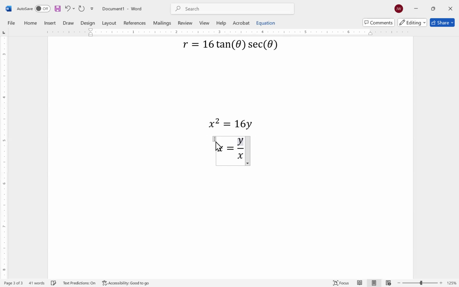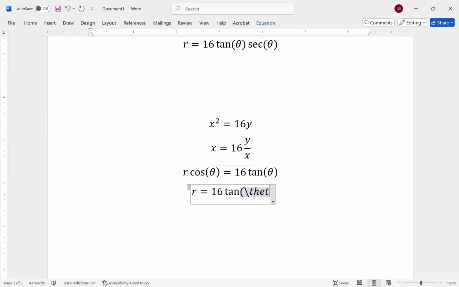Let me write it this way. Let's write it 16 times y over x. And then I could have said, oh, y over x is tangent. So x is r times cosine of theta. And then y over x is tangent. So that's 16 times tangent of theta. And then dividing both sides by cosine. Well, 1 over cosine is secant, so I could have rewritten this as 16 tangent of theta multiplied times secant of theta, or divided by cosine. It doesn't matter. Multiply by secant, divide by cosine, same thing.